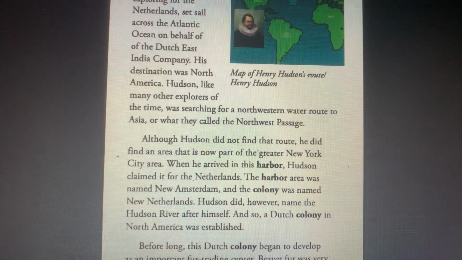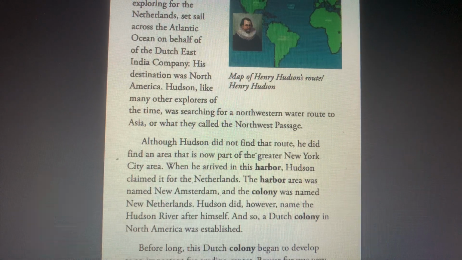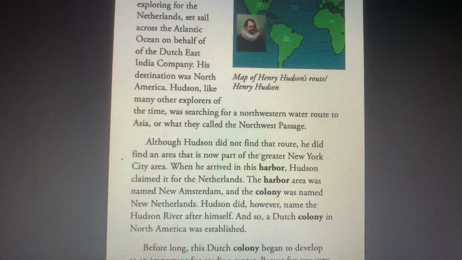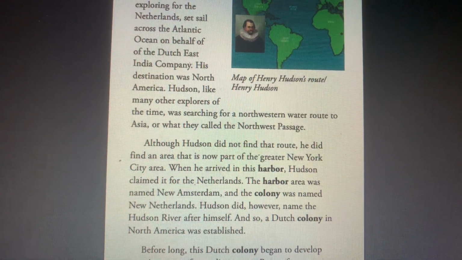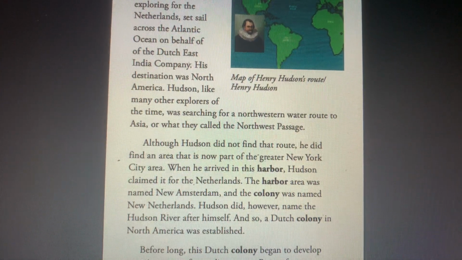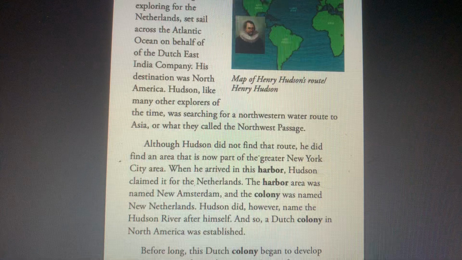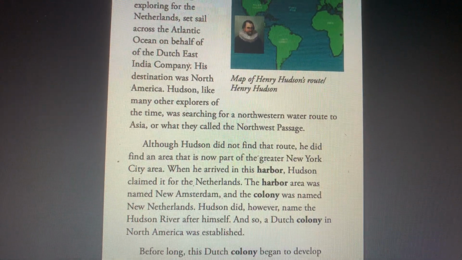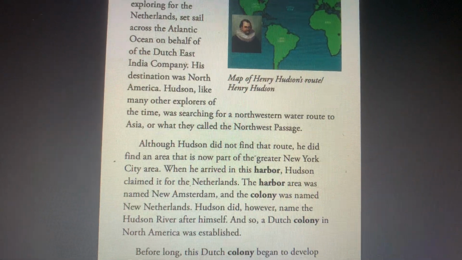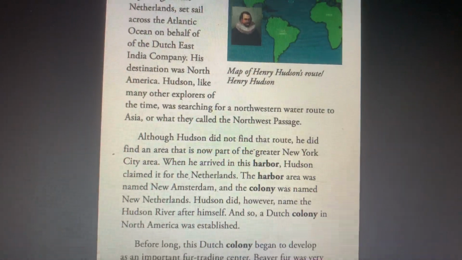Although Hudson did not find that route, he did find an area that is now part of the greater New York City area. When he arrived in this harbor, Hudson claimed it for the Netherlands. The harbor area was named New Amsterdam, and the colony was named New Netherlands. Hudson did, however, name the Hudson River after himself, and so a Dutch colony in North America was established.